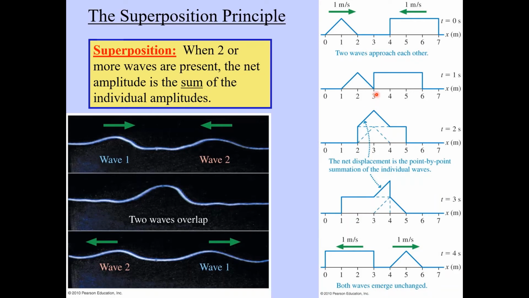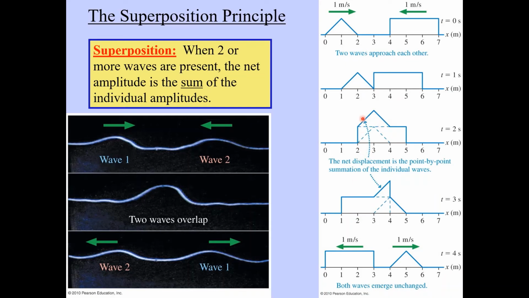They're just beginning to touch. Now notice when they overlap here, we can see the triangular wave is basically sitting on top of this rectangular wave here. This is the superposition principle. Remember, we're adding the amplitude of this triangle here to the rectangle here to get this shape.